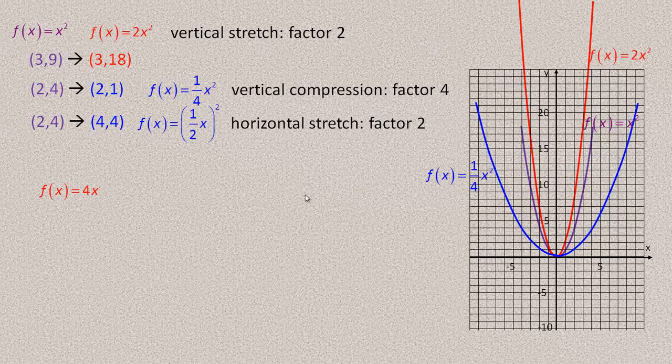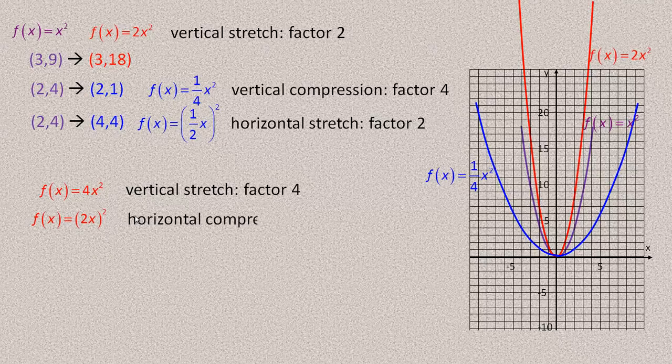So here's a couple more examples, and this one isn't graphed here. Let's say we had the function f of x equals 4x squared. That would be a vertical stretch, factor 4, because the whole function is multiplied by 4. If we instead had f of x equals 2x all squared, notice the 2 is multiplied by the x inside the brackets, then that's a horizontal compression factor 2.